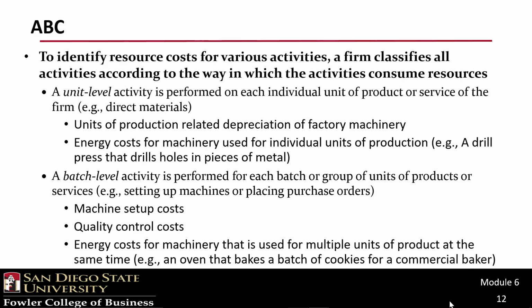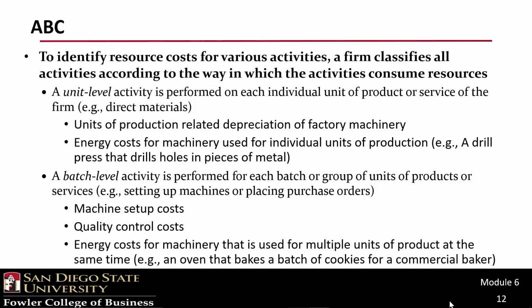To identify resource costs for various activities, you classify all your activities according to the way in which activities consume resources. So for example, a unit level activity is performed on each individual unit of product or service. Think of that as something like direct materials, units of production related depreciation of factory machinery, or energy costs for machinery used for individual units of production. For example, a drill press that drills holes in pieces of metal.